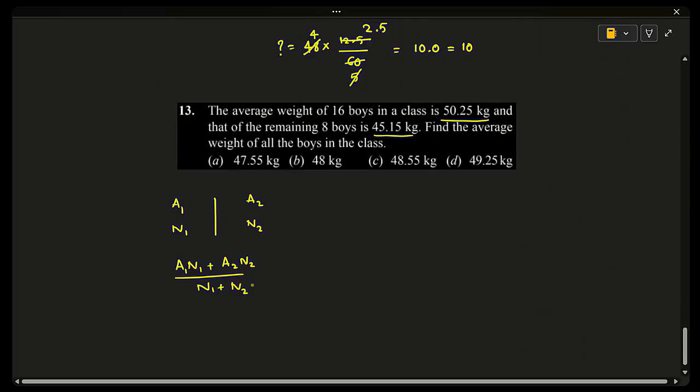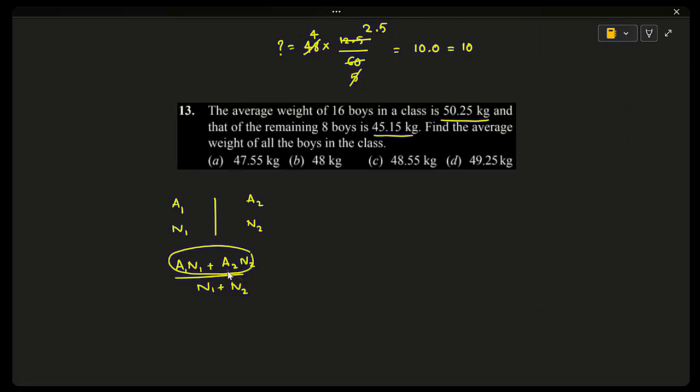The reason is also very simple. Average and number if you multiply, you'll get the sum. So the sum of both the groups gives the total sum, divided by total number. That will be the final average. So just use this. First average is 50.25, so you can write 50.25 into 16 plus second group average 45.15 into 8 boys, divided by N1 plus N2, that is 16 plus 8. Simplify this to get the answer.